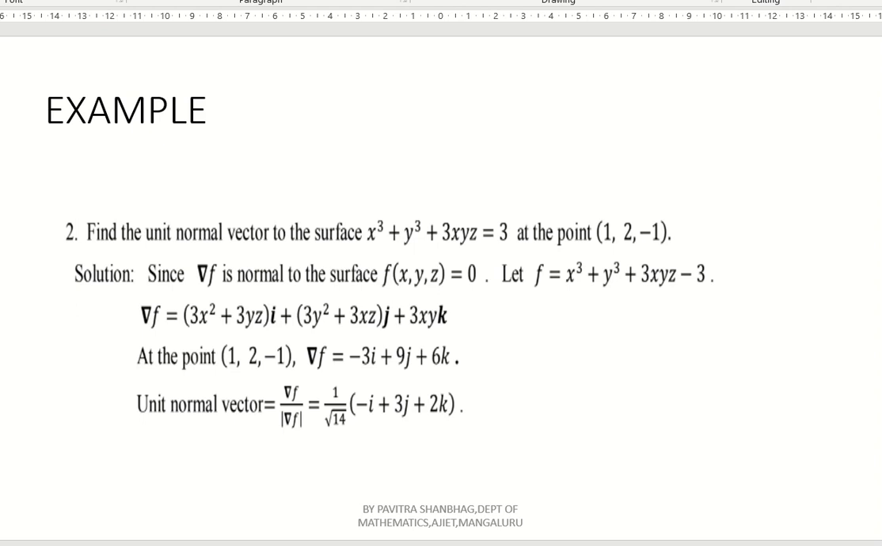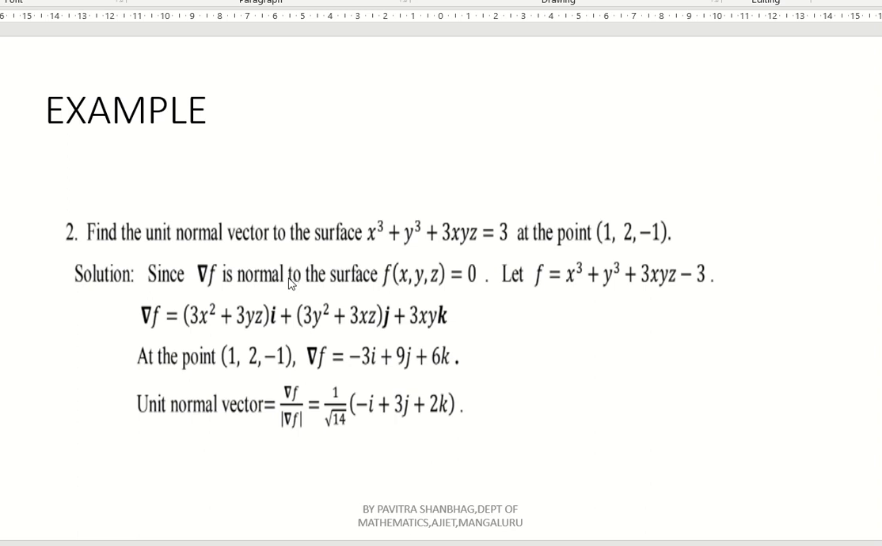Find the unit normal vector to the surface x cube plus y cube plus 3xyz equal to 3, at the point 1, 2, minus 1 given. See here, whatever the surface given, you can take a phi or just a small f, like that you can mention. Okay, better you take phi or psi or any others. Without vector mark you have to choose.